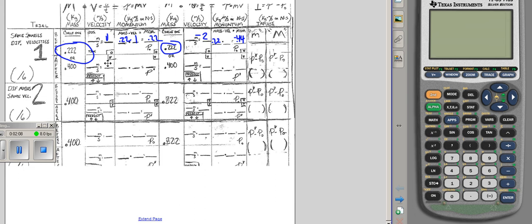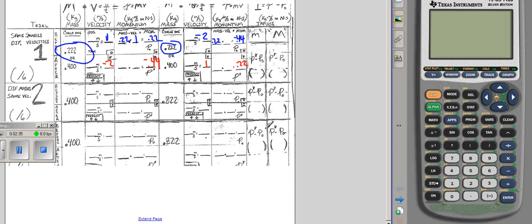And after the collision, for velocity here, I'll try to change up the color a little bit, we got -2, and that would give us a momentum of -0.44. And then over here we had a velocity of 1, giving us a momentum of +0.22. And then it's time to check ourselves.